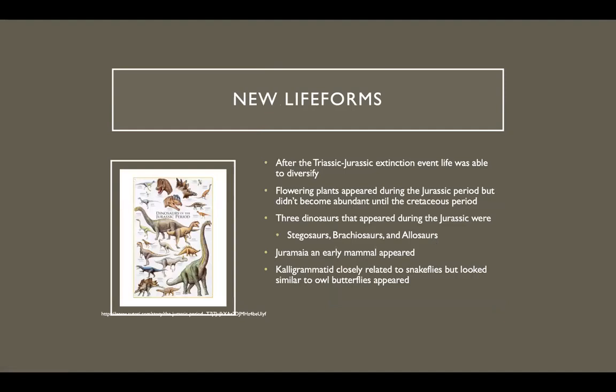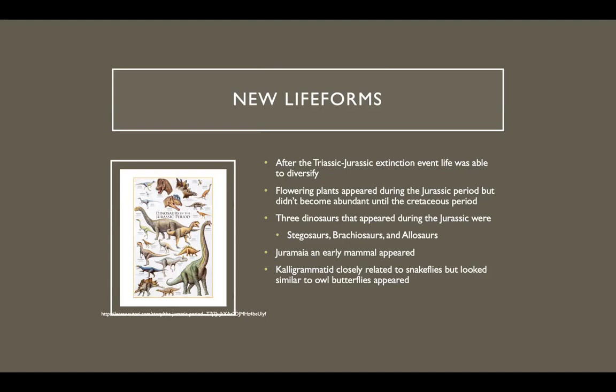So, new life forms after the Triassic-Jurassic extinction event: life was able to diversify. Flowering plants appeared during the Jurassic period, but didn't become abundant until the Cretaceous period. And 3 dinosaurs that appeared during the Jurassic were the Stegosaurus, Brachiosaurus, and Allosaurus. And Eurymia and the early mammal we talked about earlier also appeared during this time as well.